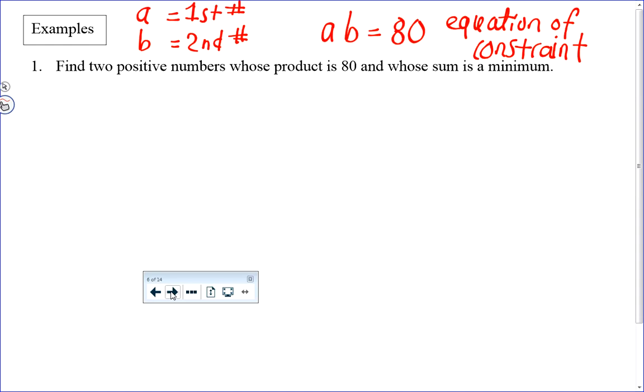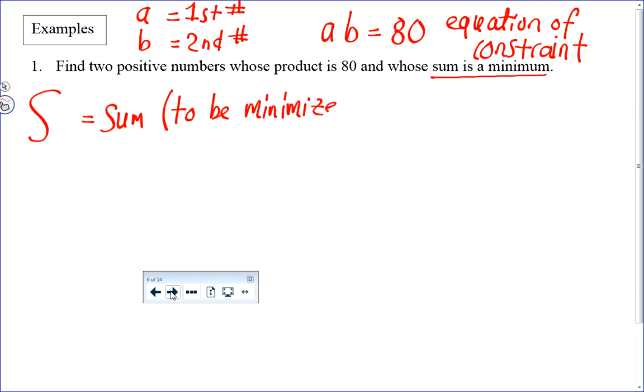Now, what we're also going to do is identify, or I guess, pick a variable that we can use for the thing we want to be optimized. And since you want the sum of these to be optimized, I'm just going to choose S as being the sum. And I'm going to put in brackets to be minimized. So that means the sum is equal to A plus B, and A plus B is to be minimized.